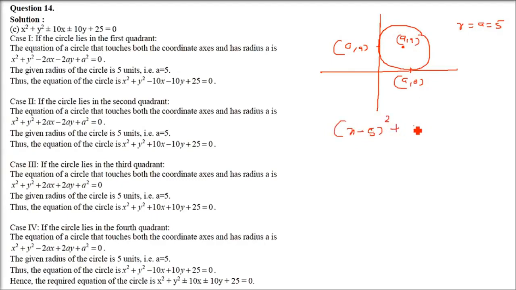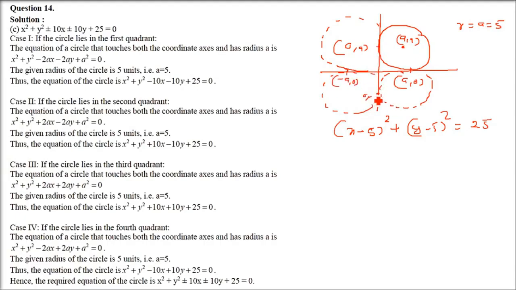So x minus h whole square, that is x minus 5 whole square, plus y minus k whole square, that is y minus 5 whole square, equals 5 square, that is 25. So this is one of the equations. Now when you take this circle and this circle and this circle, the center will change. Actually the center will remain 5, 5, but the sign will change.